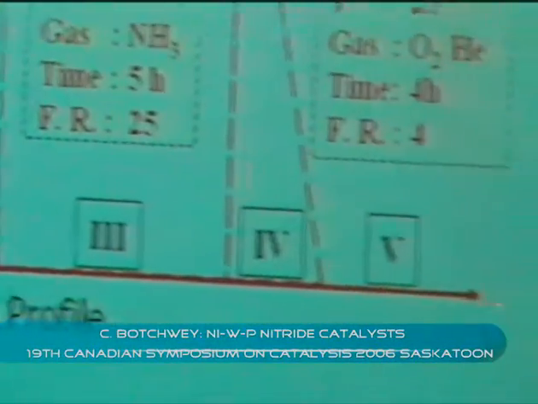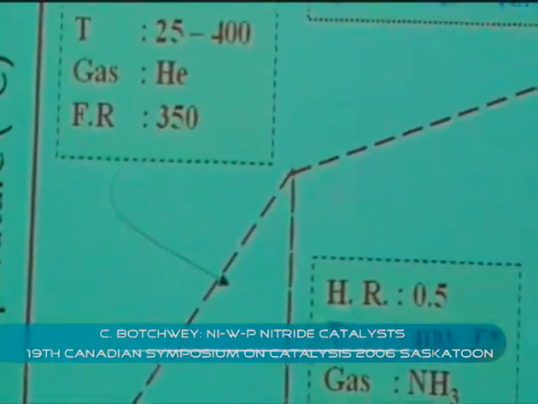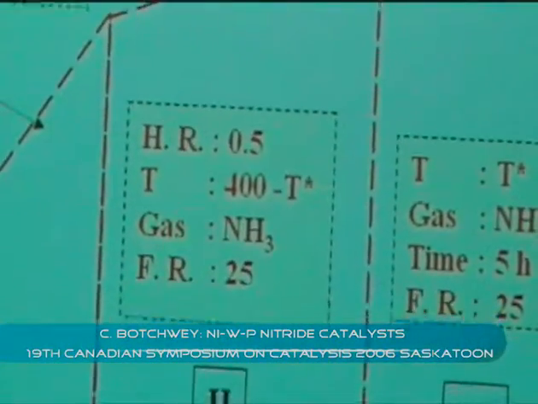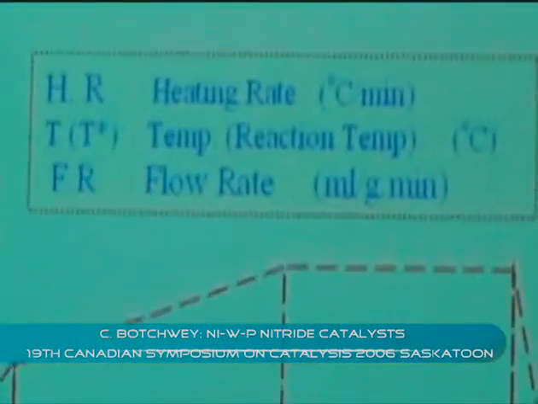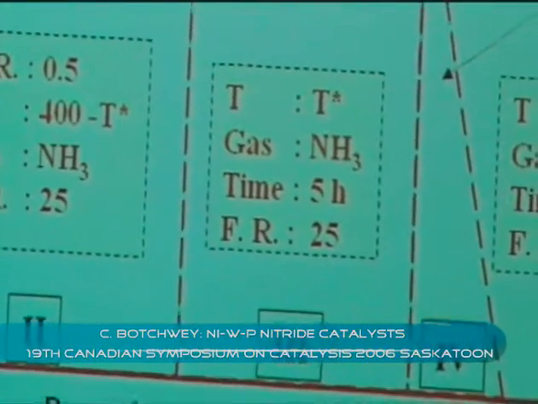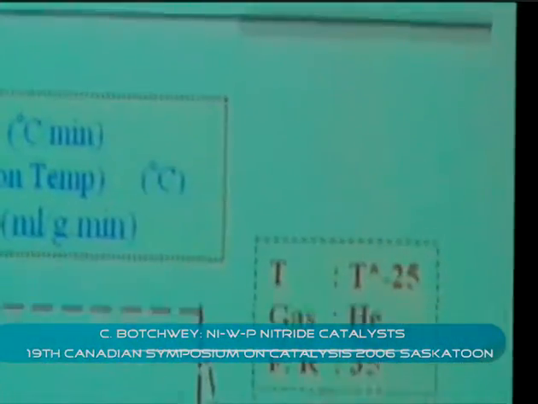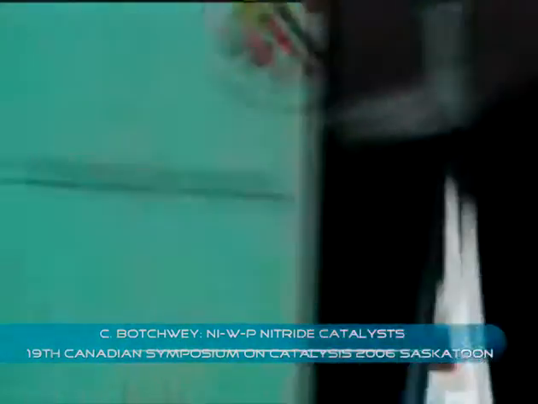Initially, the temperature was increased in a flow of helium up to about 400 degrees Celsius. And then ammonia was introduced and further increased up to the nitriding temperature, where it was kept for about 5 hours. After that, the process was quenched, and then the catalyst was passivated in an oxygen atmosphere.